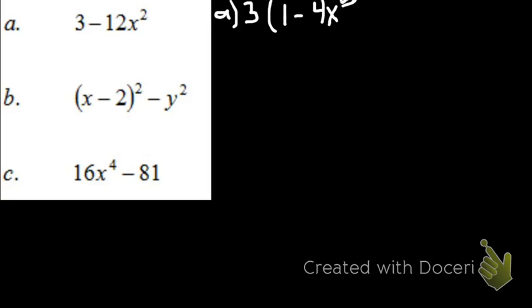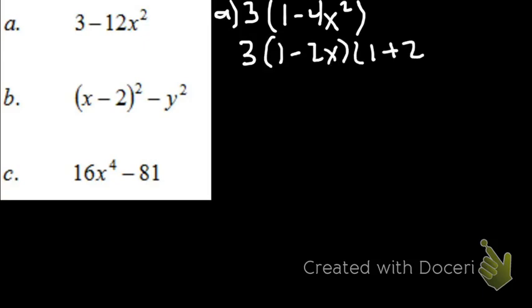I can't write here anymore. I started too high off on the screen. Sorry about that. There we go. So, 1 is a perfect square. 4 is a perfect square. X squared is a perfect square. So we can factor this to 1 minus 2x times 1 plus 2x.